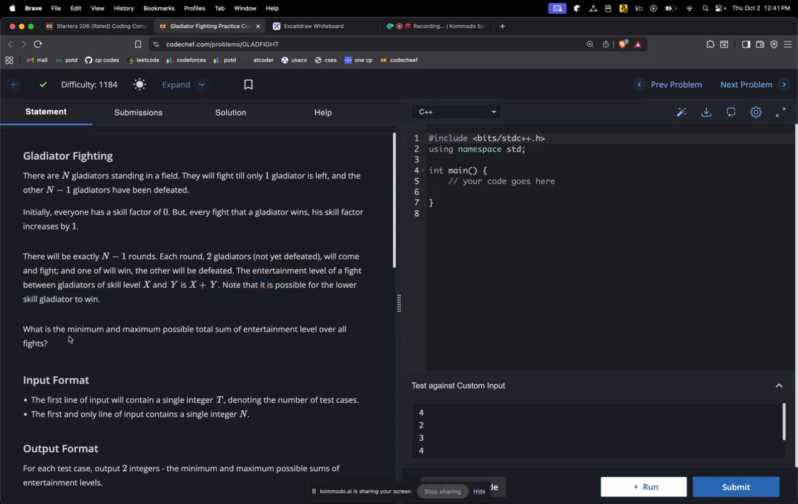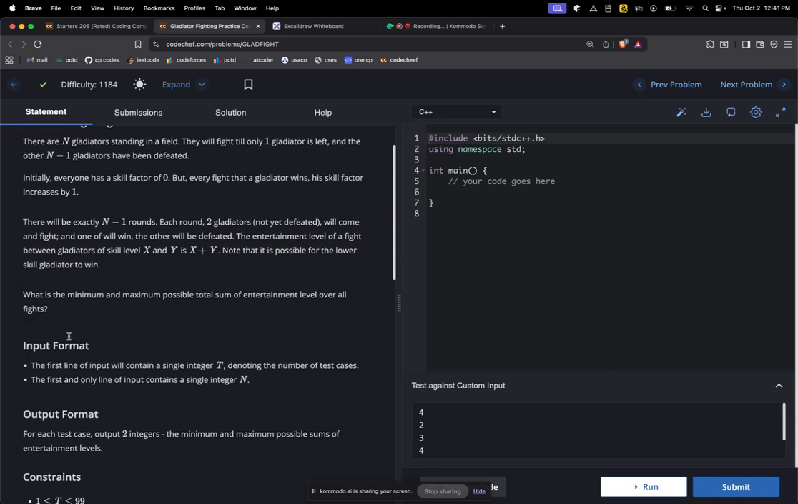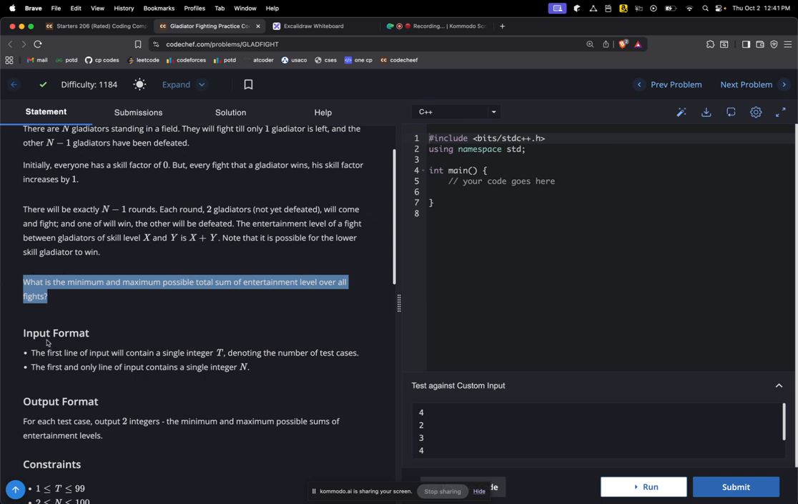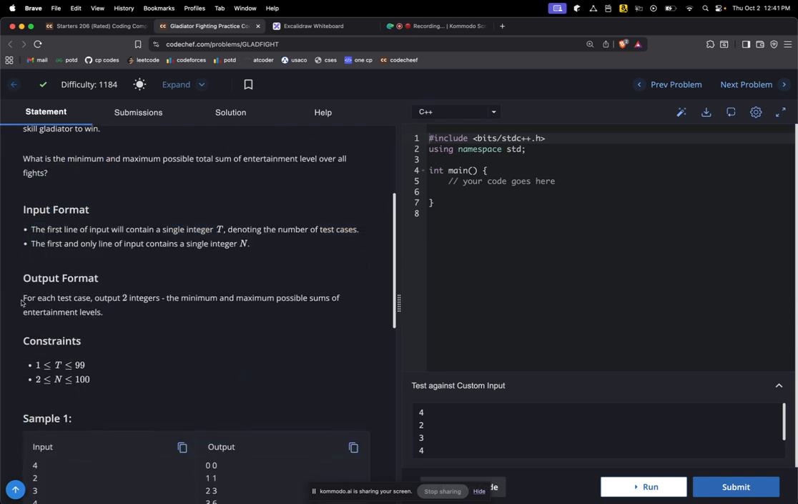So, what is the minimum and the maximum possible total sum of entertainment over all fights? The input format is fine. For the output, we need to output two integers, that is the maximum and the minimum sum of the total entertainment.